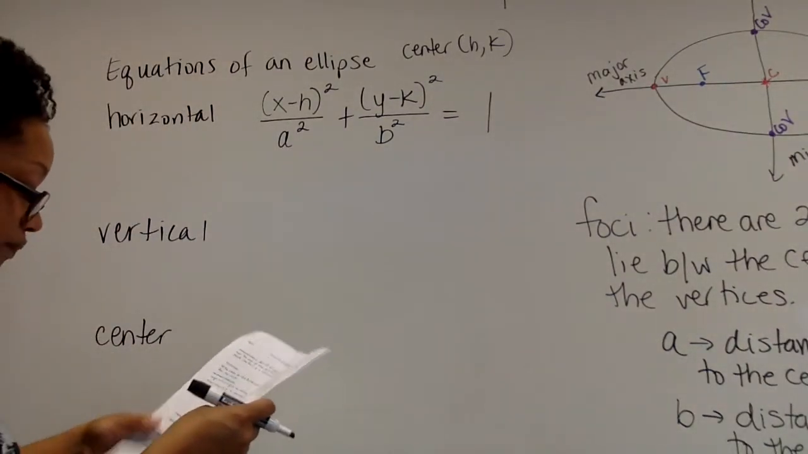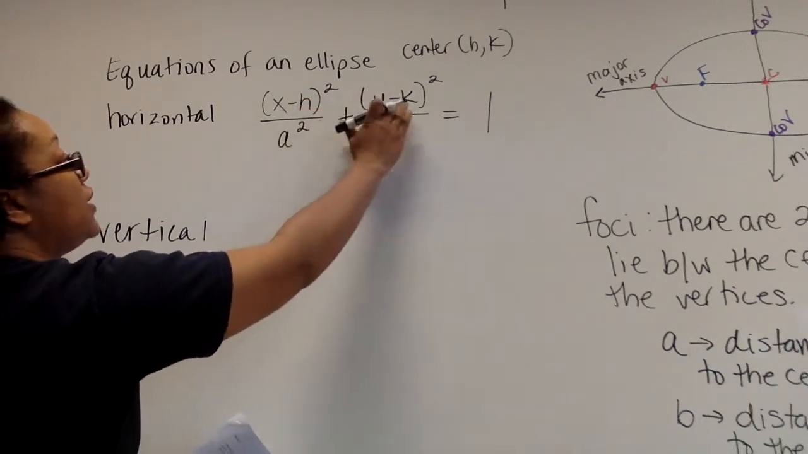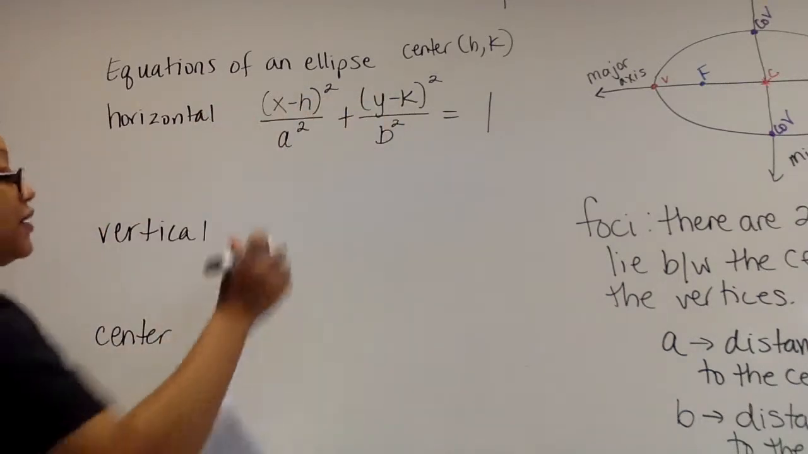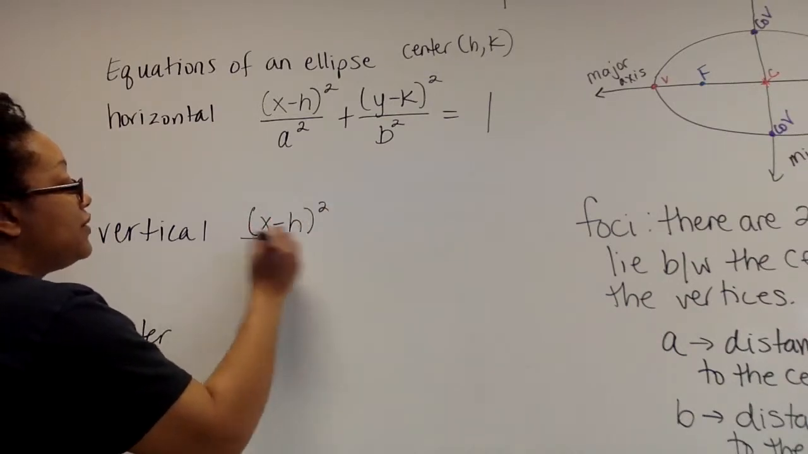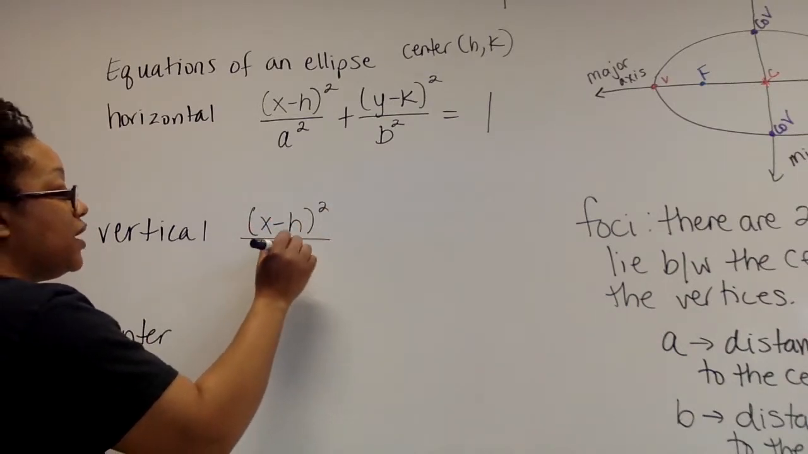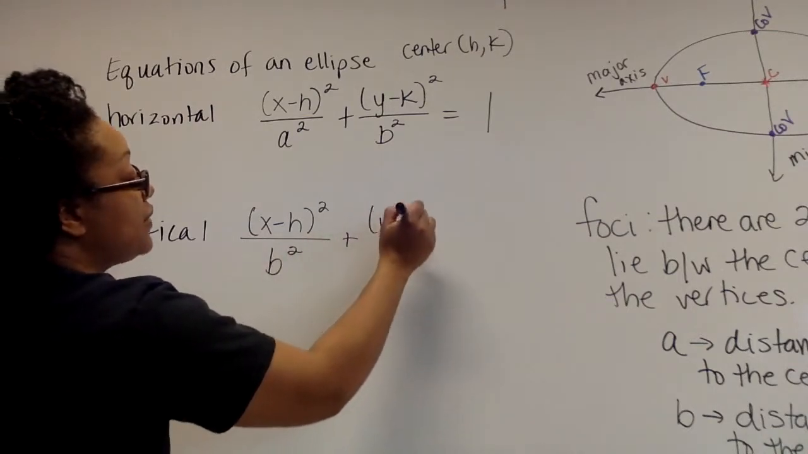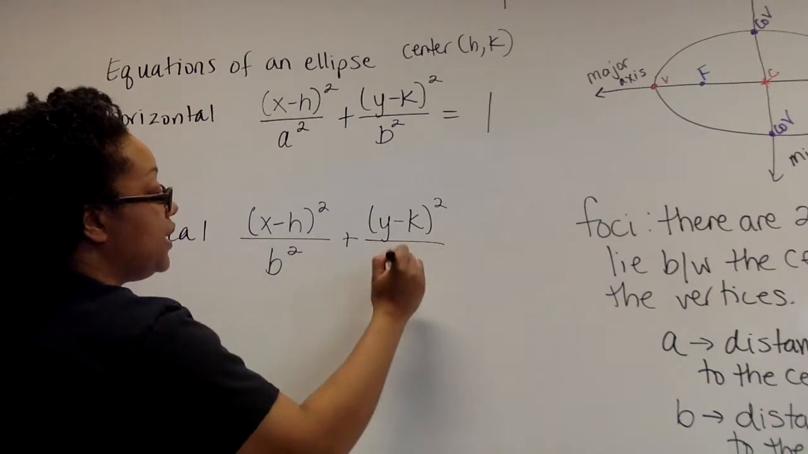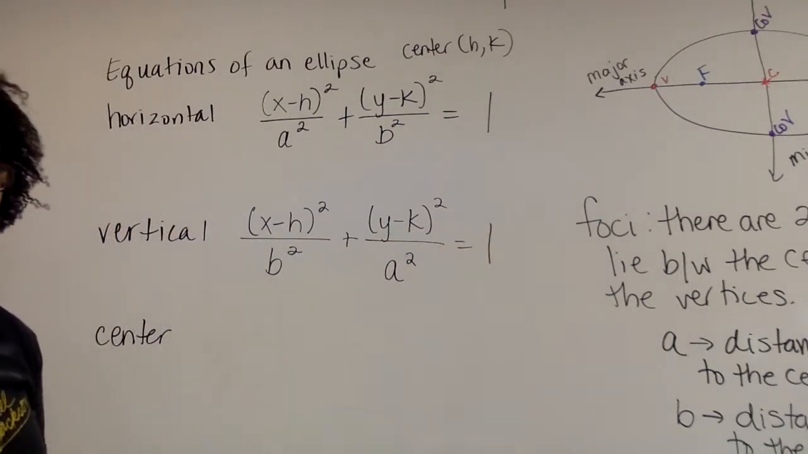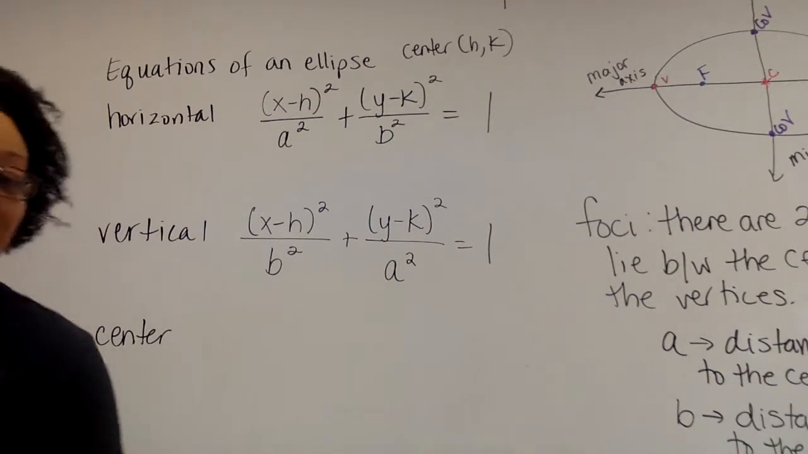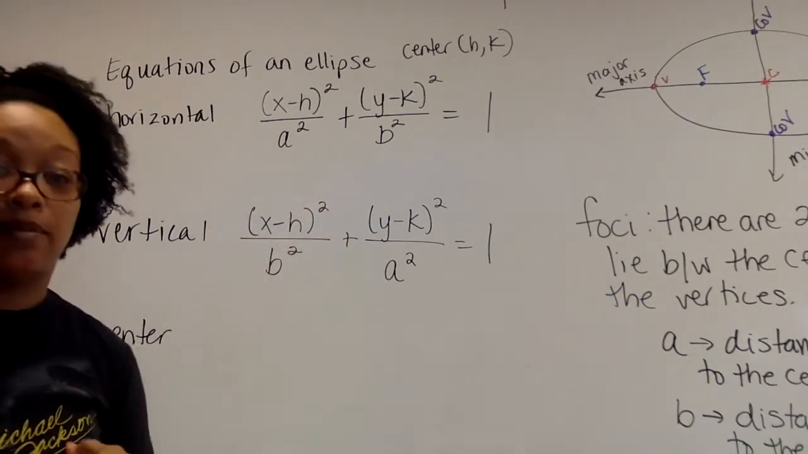Now here's for vertical. For vertical, what you're going to find out is that these two quantities stay in the same place. So we still have x minus h squared, but instead of over a squared, it's going to be over b squared. Plus y minus k squared is going to be over a squared, still equal to 1. Now, if you're wondering, how am I going to know the difference? Because the reality is a and b are going to be numbers.